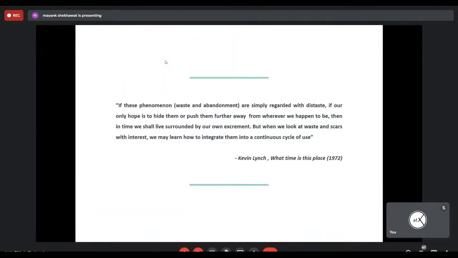"If these phenomena, waste and abandonment, are simply regarded with distaste, if our only hope is to hide them or push them further away from wherever we happen to be, then in time we shall live surrounded by our own excrement." That's pretty much what's happening with Delhi right now. We have 4 active landfills, or at least inactive on paper, but active in reality, and we're living with them, we're living among them. You cross them on a daily basis. "But when we look at waste and scars with interest, we may learn how to integrate them into a continuous cycle of use." That's what we were trying to do.